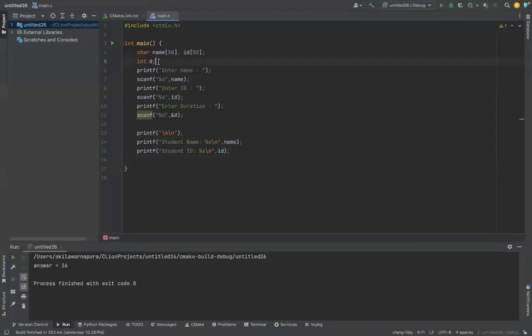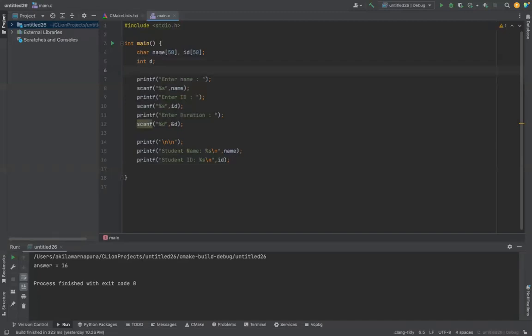Then let's say floating type variable, float fee.